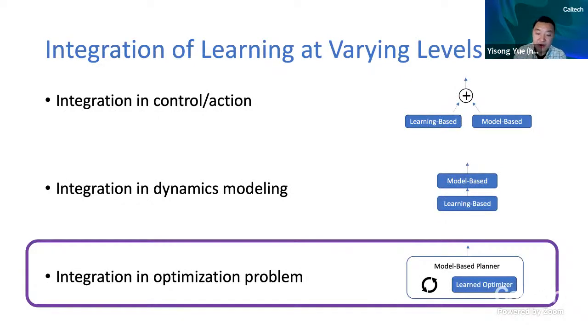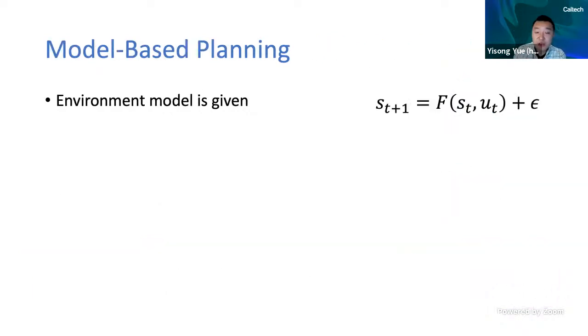So I think I'll just move right along to talk about the last part, which is integration in the optimization problem. And so now we're doing model-based planning. So we assume that we have a very good model of the environment.